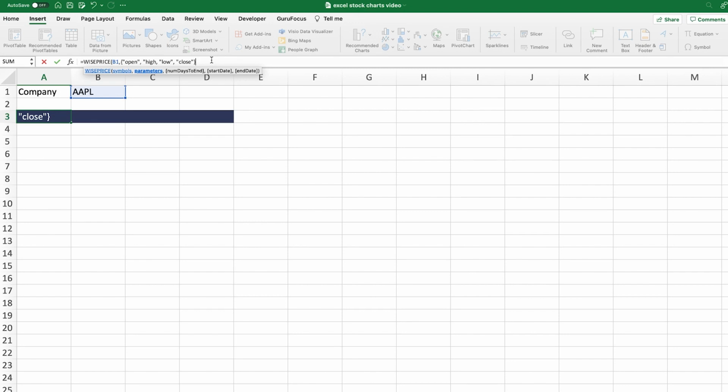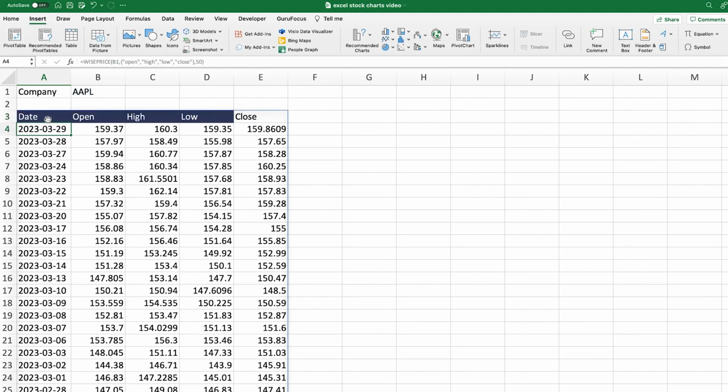What I recommend that you do is that you use this num days to end. So in this case, let's say that we want to get data for the past 50 days, for example. In this case, all we need to do is, once we have the parameters, we have the data right here, you could close the function. And as you can see right away, you're going to get the date, the open, the high, the low, and the close.